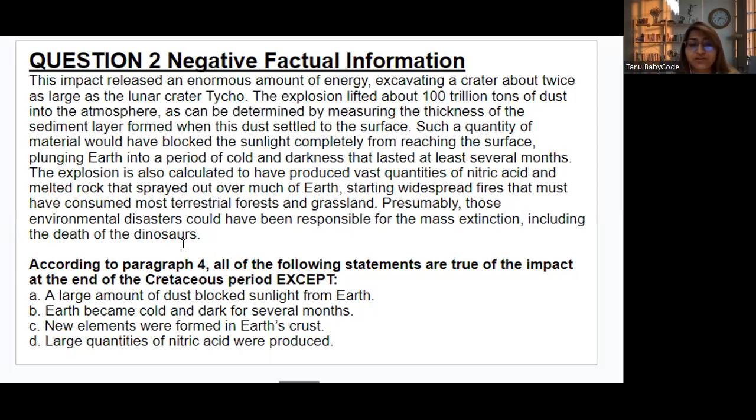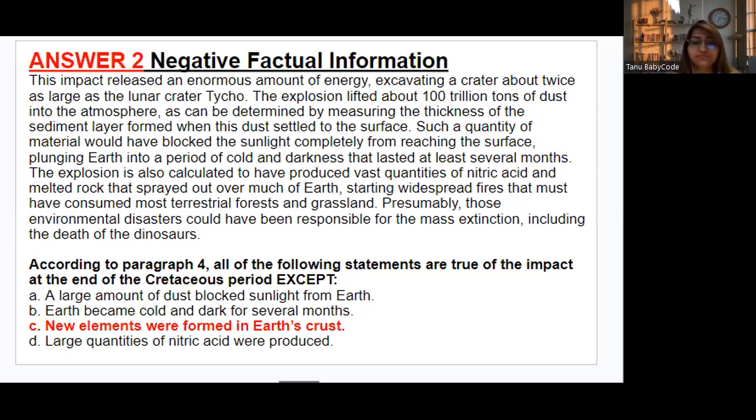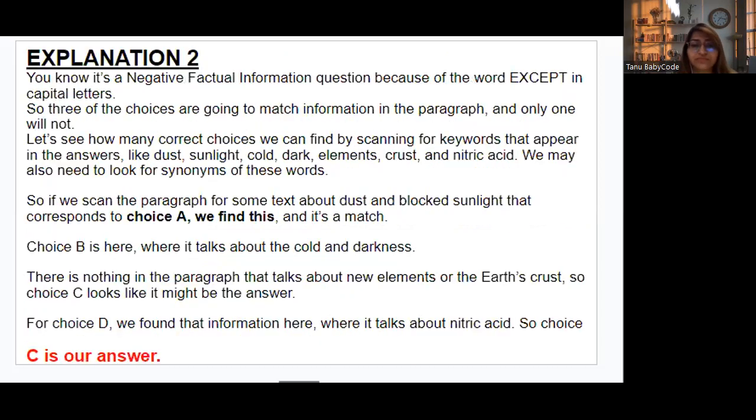D: Large quantities of nitric acid were produced. It says it would have produced vast quantities of nitric acid. So this is also there. Only the C option is not there in the passage. See the explanation part for a better clarification. Do practice this exercise afterwards.